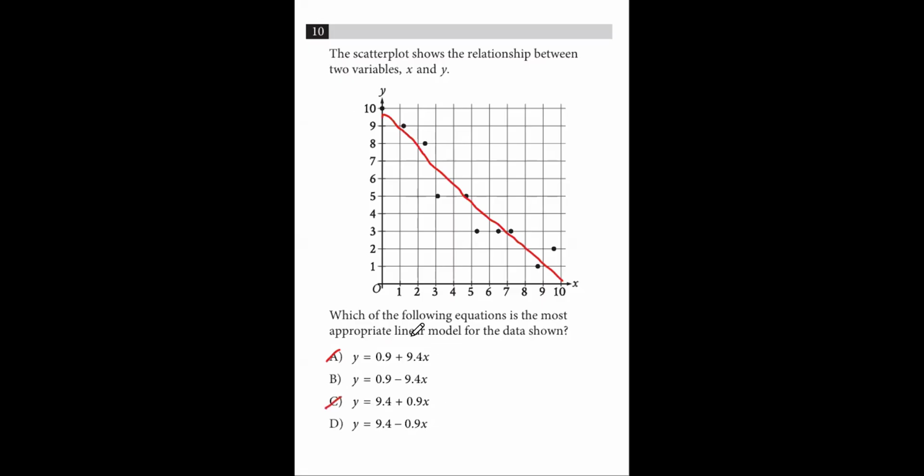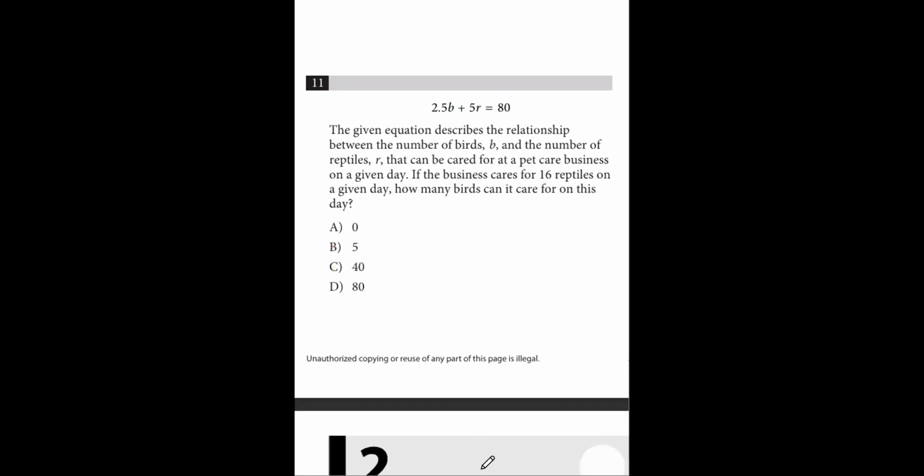And well, the y-intercept is between 9 and 10. So the correct answer is D. 0.9 would be an intercept like right here, which I don't know how you would draw that line, so that is a linear model that matches the data. So the correct answer is D, 9.4 minus 0.96. Okay, question 11.